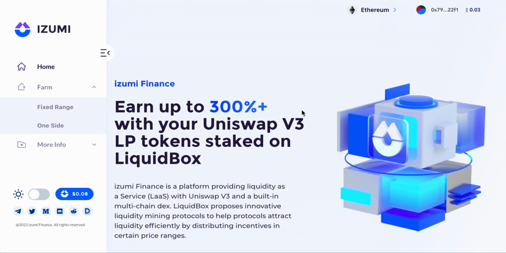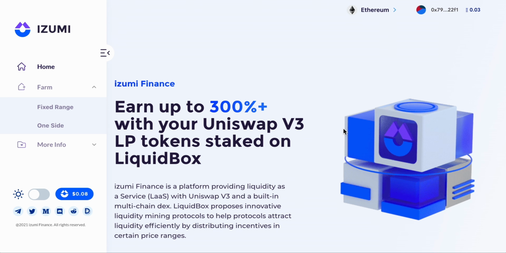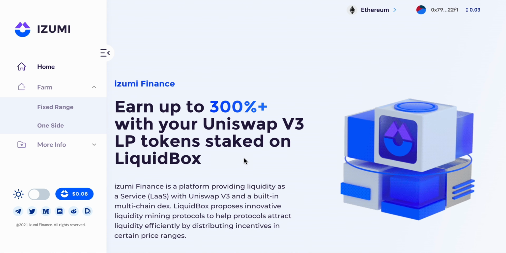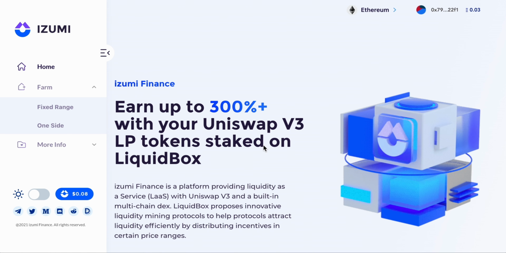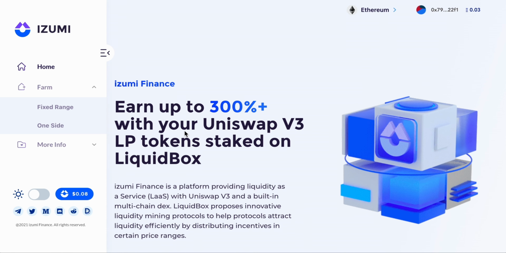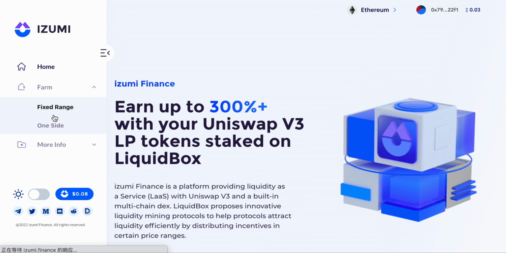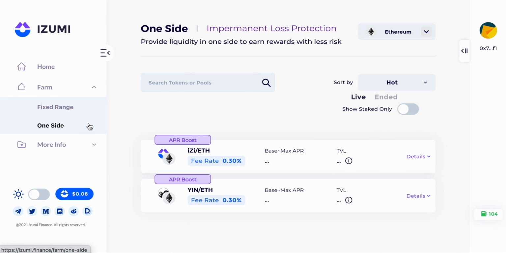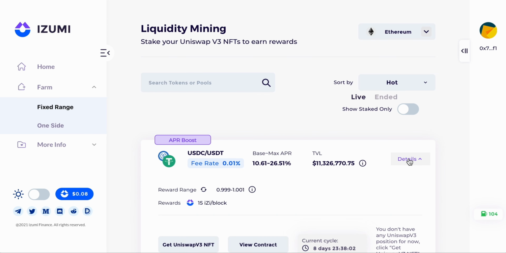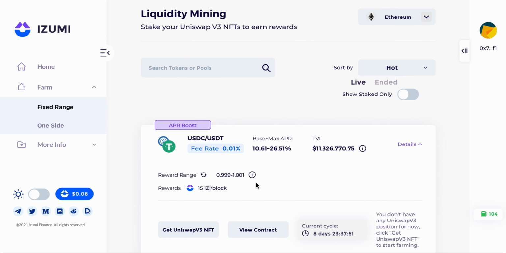Now that we have found this reason, we can do some things to solve these problems. Izumi Finance provides liquidity mining and liquidity rewards based on Uniswap V3, which can provide users with more rewards. Users can see the farming function, fixed range one side, on Izumi's website. The fixed range is a liquidity mining and liquidity reward pool, especially provided by the Izumi token for stablecoin.